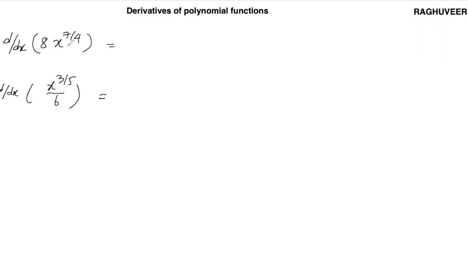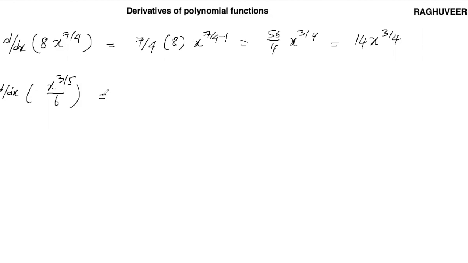So let us solve this problem. So this is 7 by 4 multiplied into 8 x to the power of 7 by 4 minus 1. Or we can write this as 56 by 4 x to the power of 3 by 4, which results as 14 x to the power of 3 by 4.